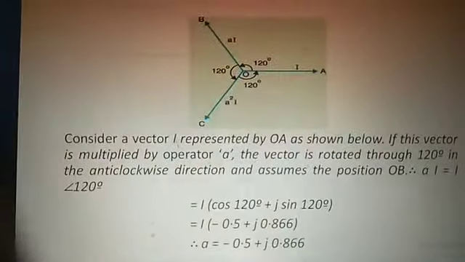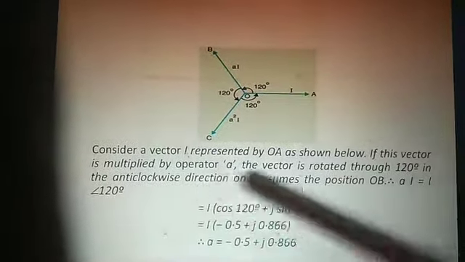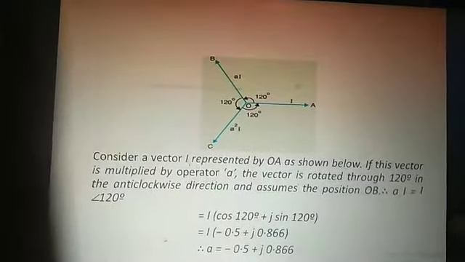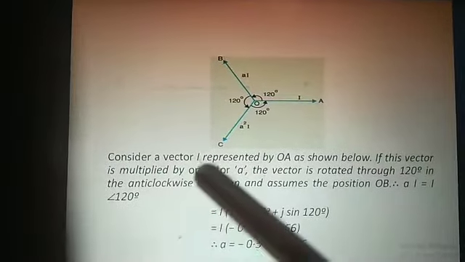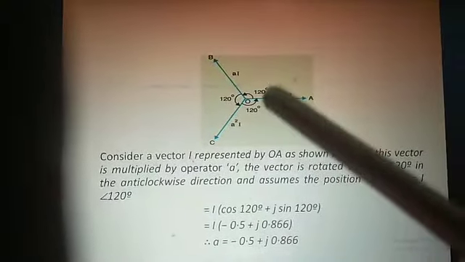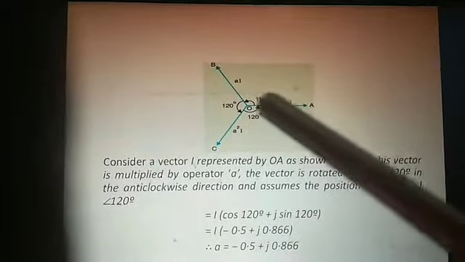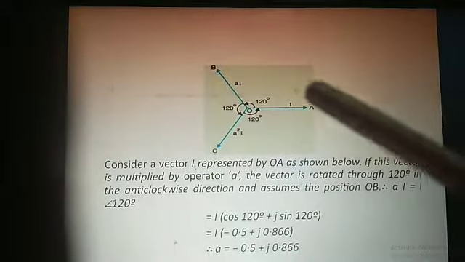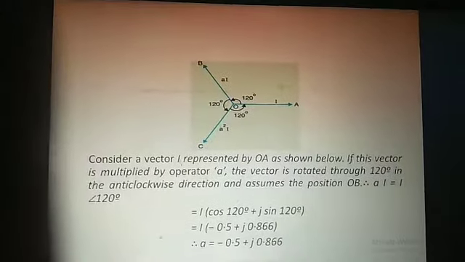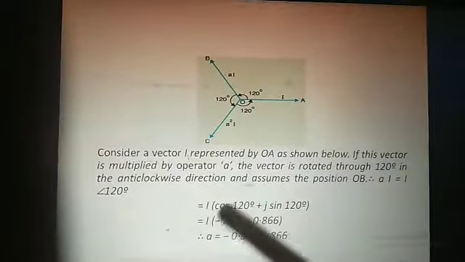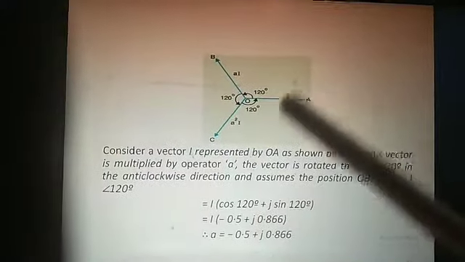Look at the figure. Here we have three vectors, vector A, vector B and vector C. In vector A, the current is I. Consider vector I represented by OA, as shown above. So along OA, the vector is I. If the vector is multiplied by A, from the definition we can say that if we multiply operator A with I, then what will happen?